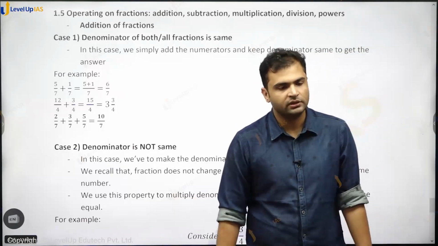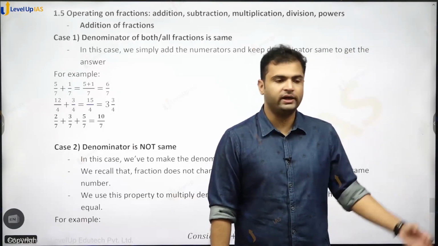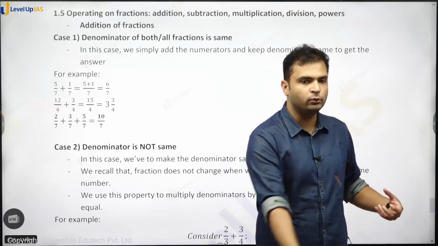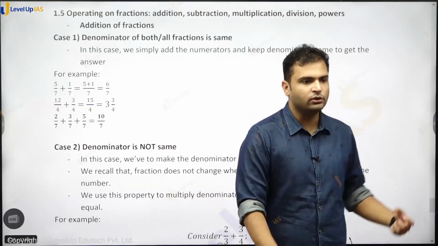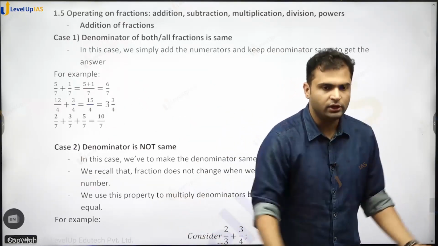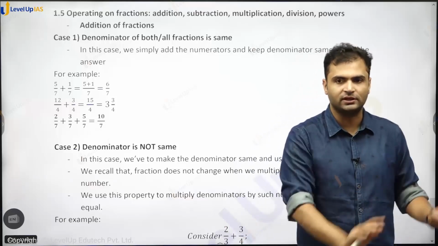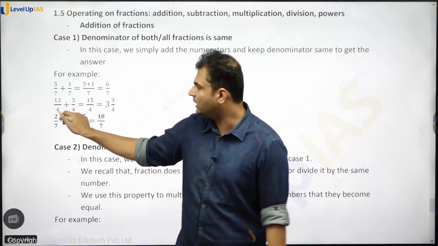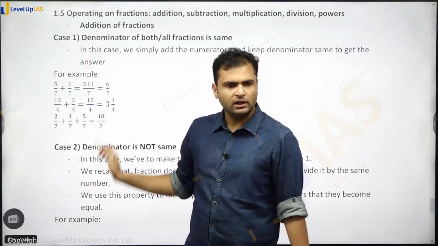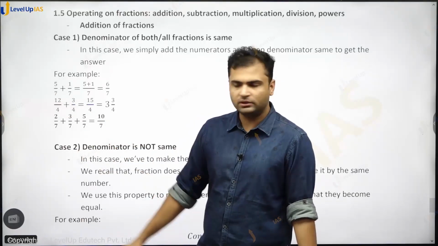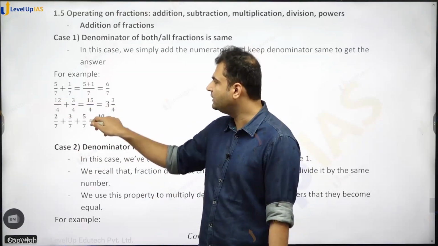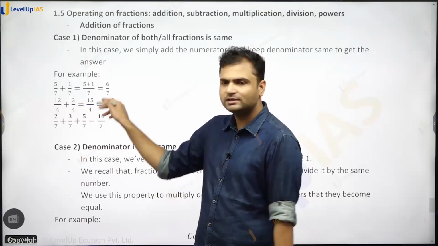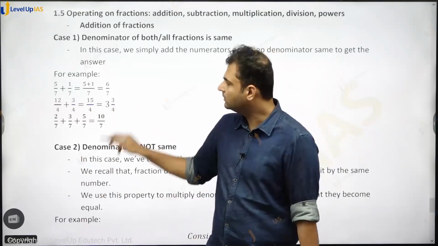ठीक है? If there are 7 things, I have 5 things and I add to it 1 thing, that is what we are doing. 5 out of 7 plus 1 out of 7, so in together I have 6 out of 7 things. Another case, 12/4 plus 3/4, because denominator is same, I'll just add the numerator, I'll get 15/4, which I can also write it as 3 complete and 3/4 more.